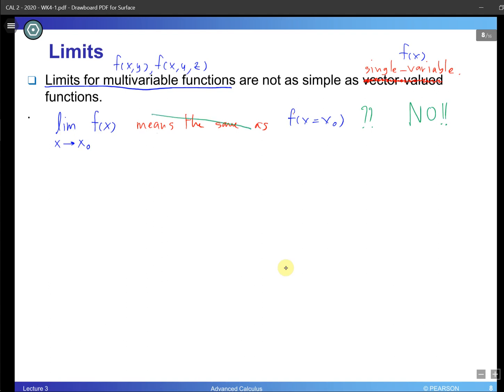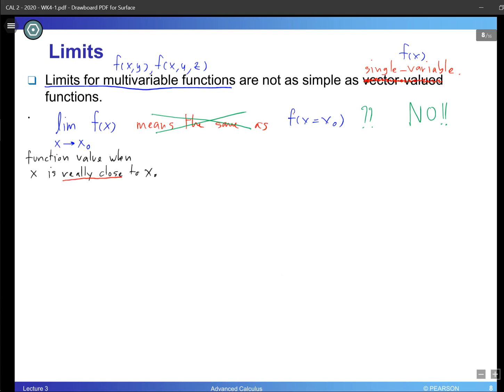Doesn't mean the same. Now, here is the definition for the limit, and I'm going to give one for the function as well. Limit of f(x) when x approaches x0 means function value when x is really close to x0. Really close to x0. So the keyword is right here. The key is being really close.